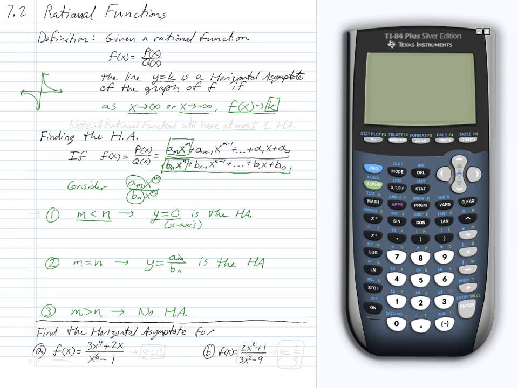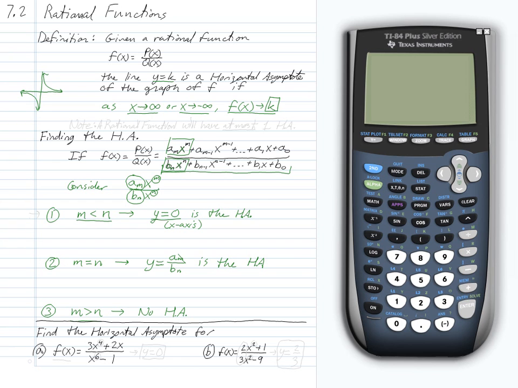The two cases that we are going to concern ourselves with for right now are case 1 and 2. Now, we will talk about what exactly is going on when the degree of the numerator is greater than the degree of the denominator, but that will have to wait. So let's get a little bit of practice using these ideas.